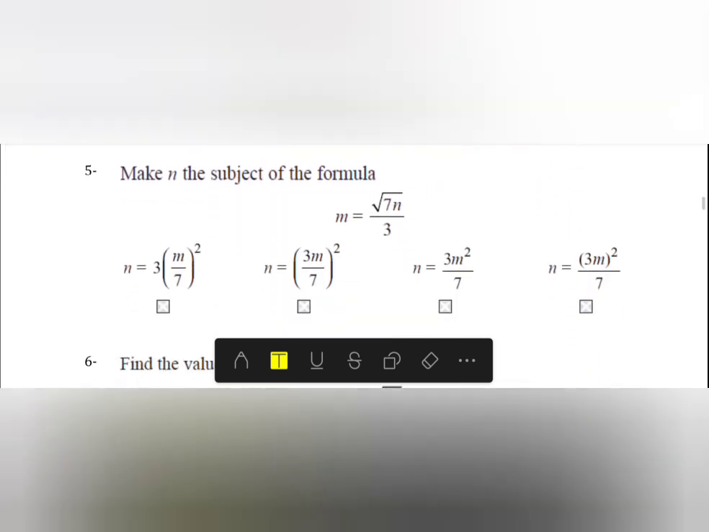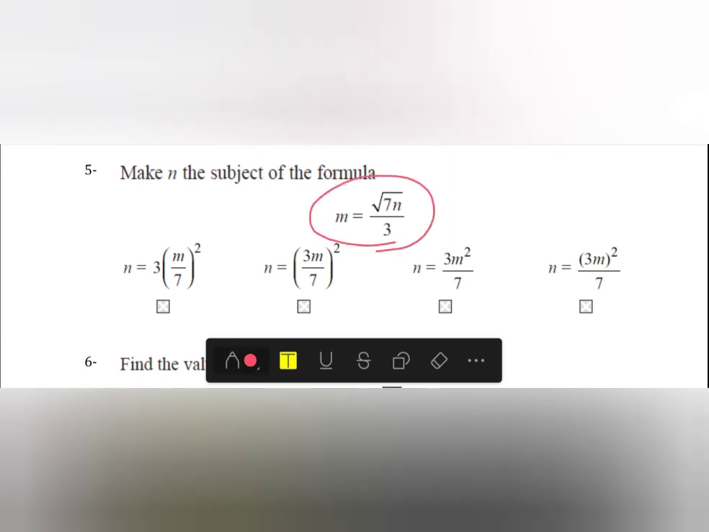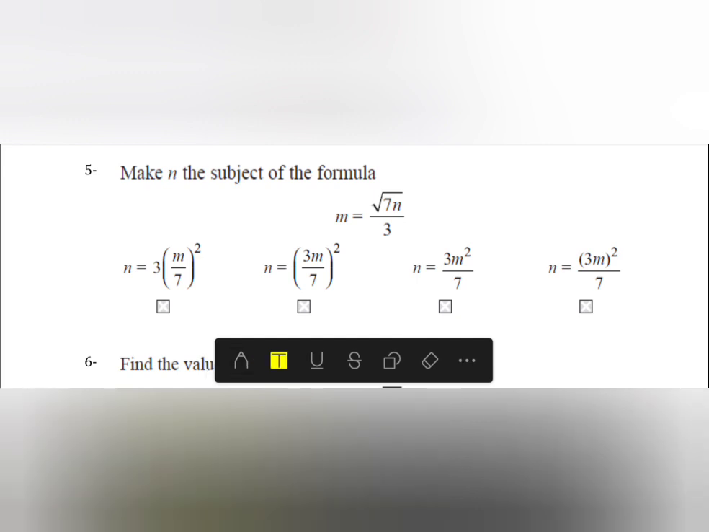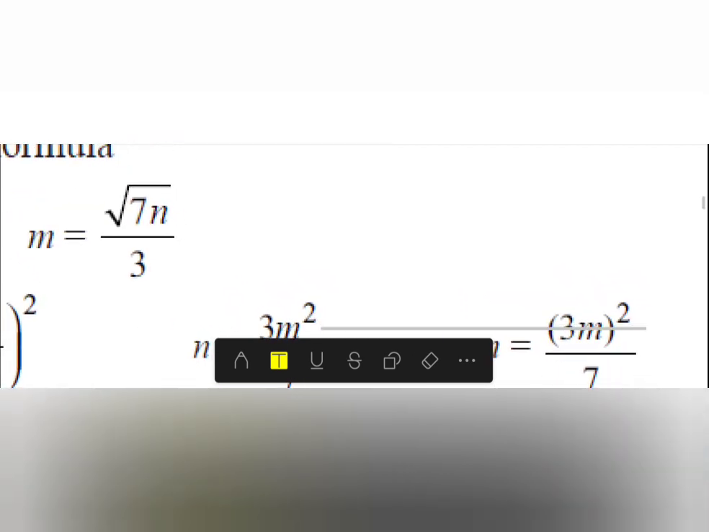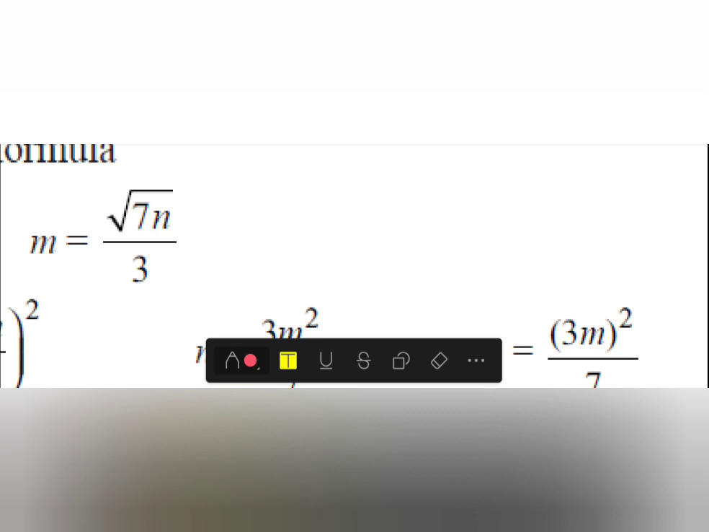Question 5. Make n the subject of the formula. Now, as you can see here in this formula, we're going to make n the subject of the formula. Let's follow the steps together here, and I'll explain every step. Let's zoom in and follow the steps of making n the subject of the formula. As you can see here, this root is not taking the 3 with it. It's only on 7n. So the 3 is free to go. So you can get rid of the 3 before starting with removing the root.